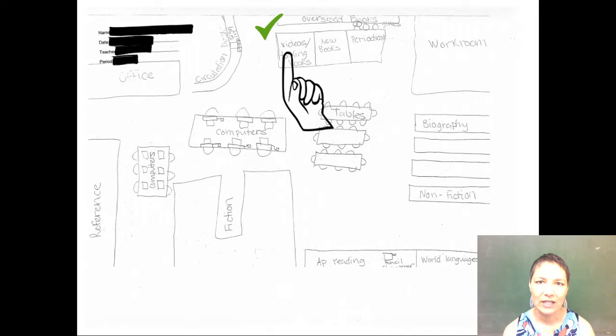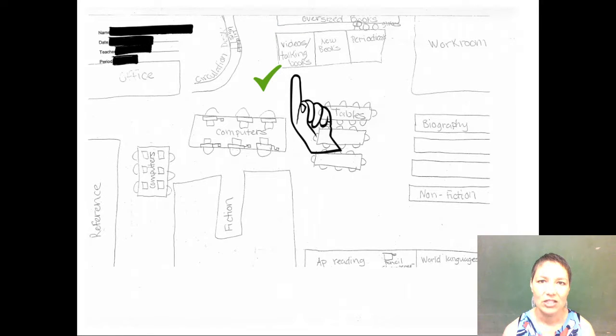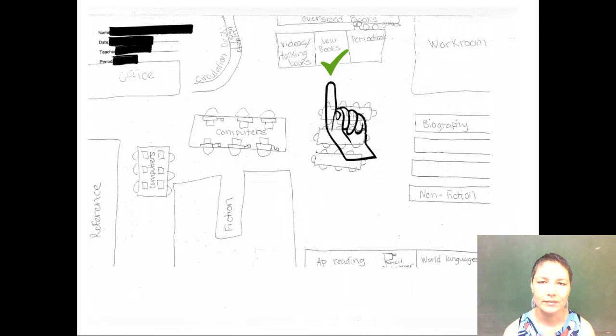Okay, we're moving over to the videos. The videos are in the case behind the glass. And if they have videos anywhere sort of in this top area, go ahead and give them a check mark. Sometimes students put DVDs or movies or something like that. If they have any of those things, go ahead and give them a check mark. The talking books or audio books are underneath the videos, so they should be in this area as well. So if they have talking books or audio books, please give them a check mark.